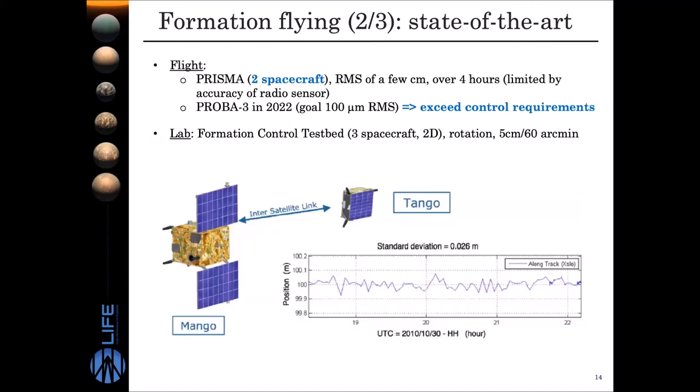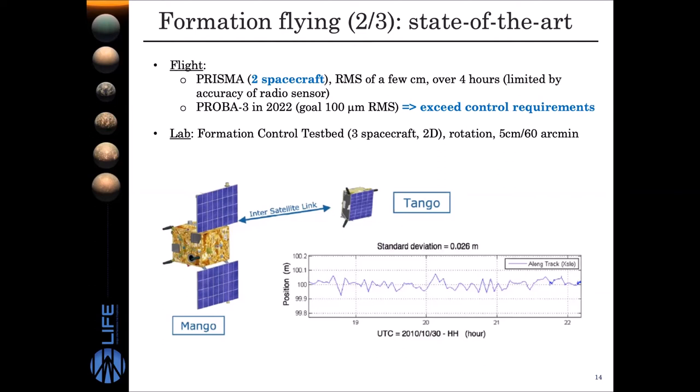So where do we stand in formation flying today? There was a mission called PRISMA. It's a Swedish mission that was launched in 2010, which demonstrated formation flying with two small spacecraft called Mango and Tango that you can see on the bottom plot. They demonstrated formation flying with a precision of a few centimeters RMS over 4 hours.